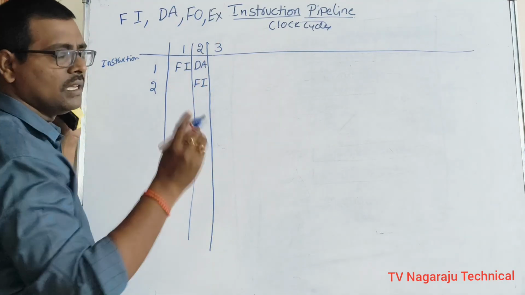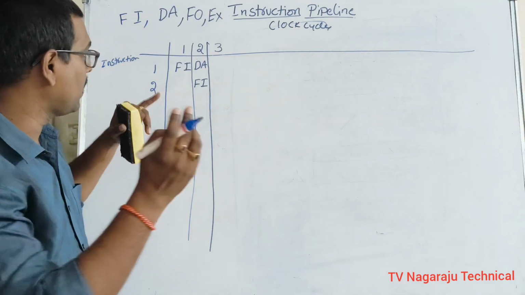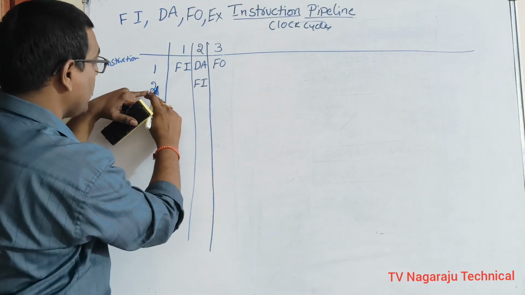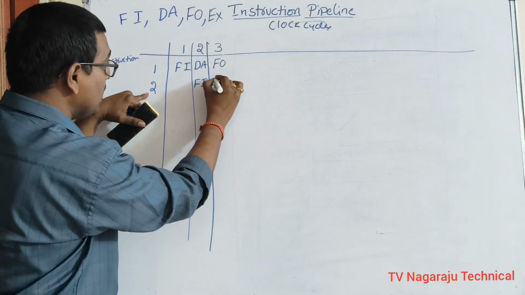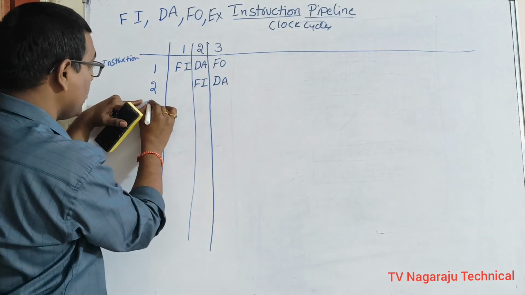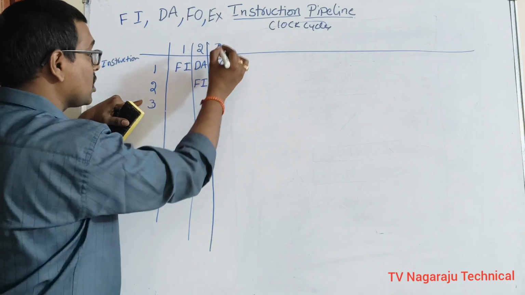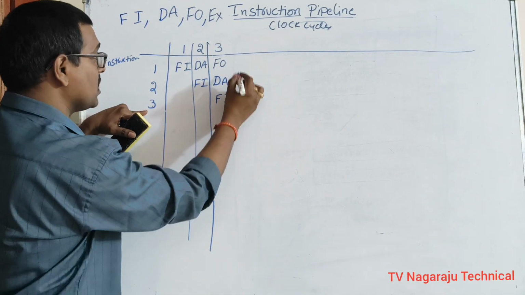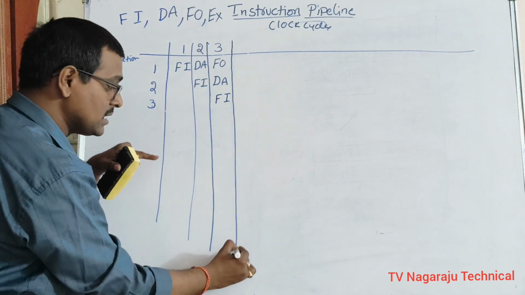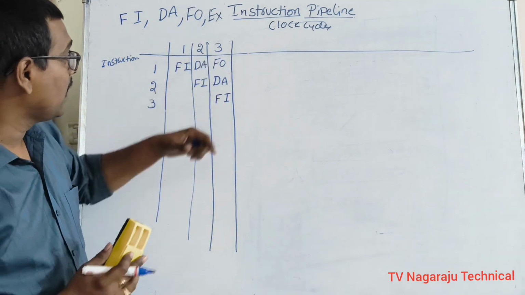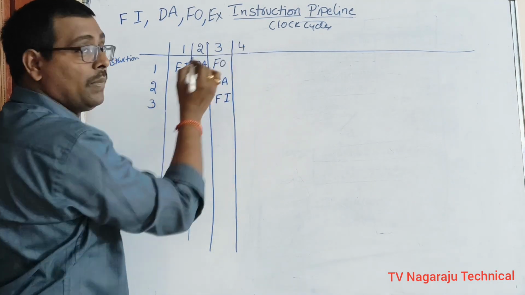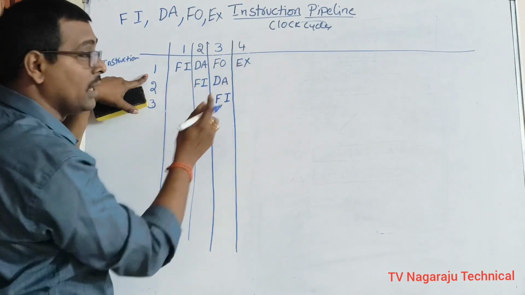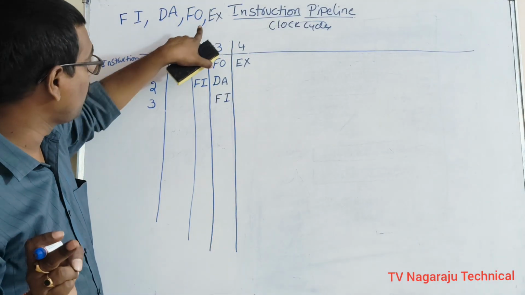At clock cycle 3, instruction 1 enters the third segment, instruction 2 enters the second segment, and we have one more instruction: instruction 3 enters the first segment. Now, clock cycle number 4, instruction 1 enters the fourth segment. We already discussed, we have 4 segments.